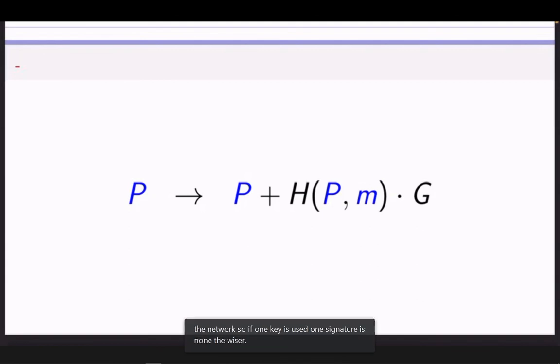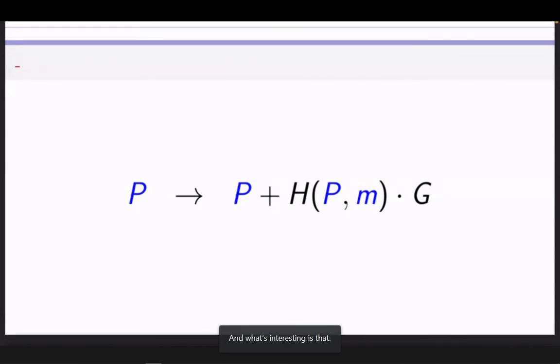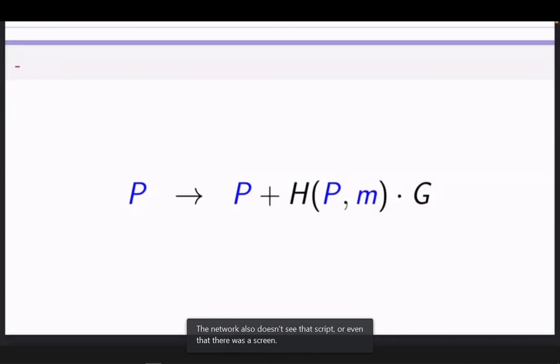It's none the wiser how many participants were involved. It doesn't see what the policy was. It doesn't see the number of participants. It doesn't see the identities of the participants. And what's interesting is that this key, which has been tweaked to commit to some script, the network also doesn't see that script, or even that there was a script.